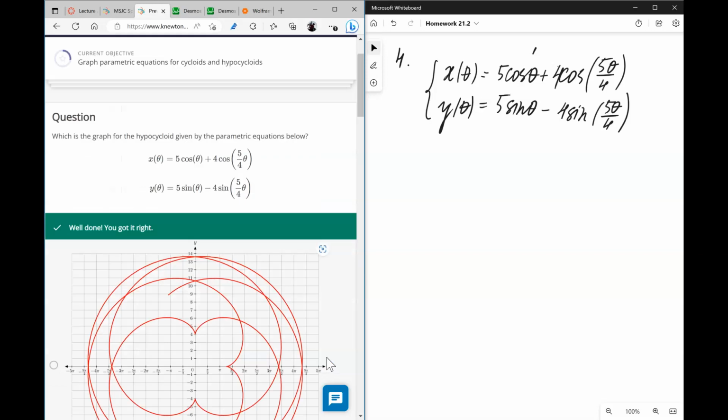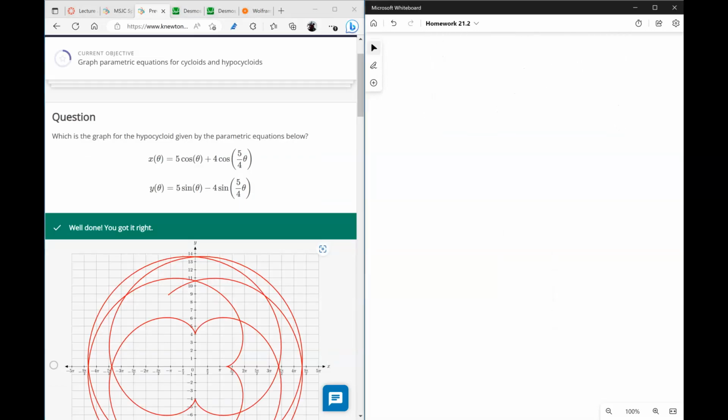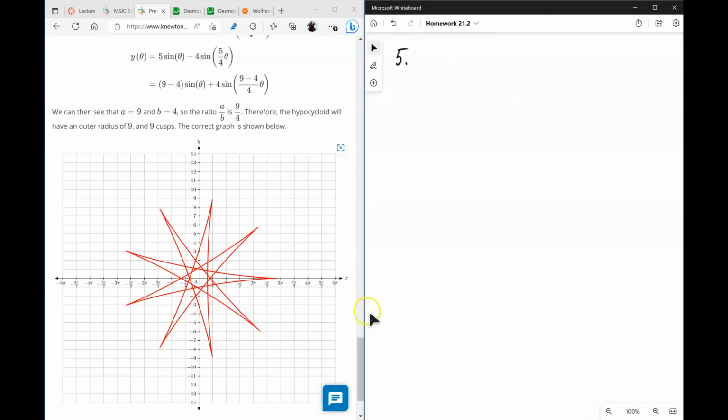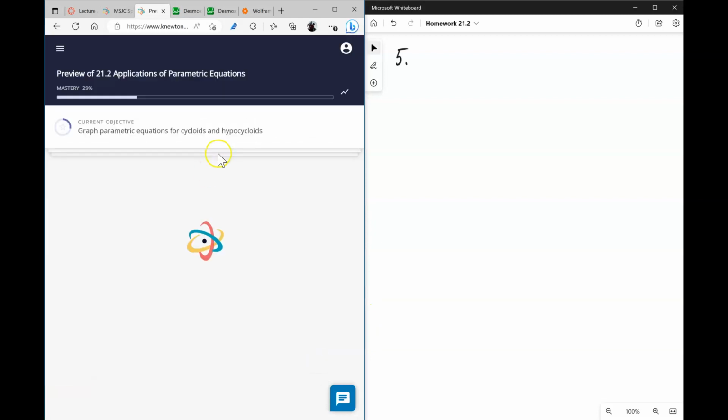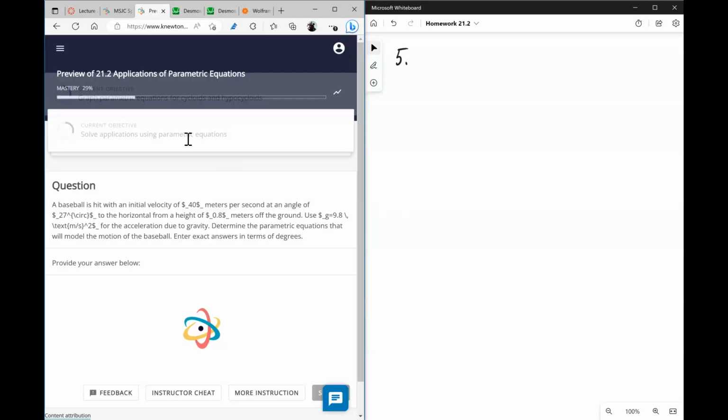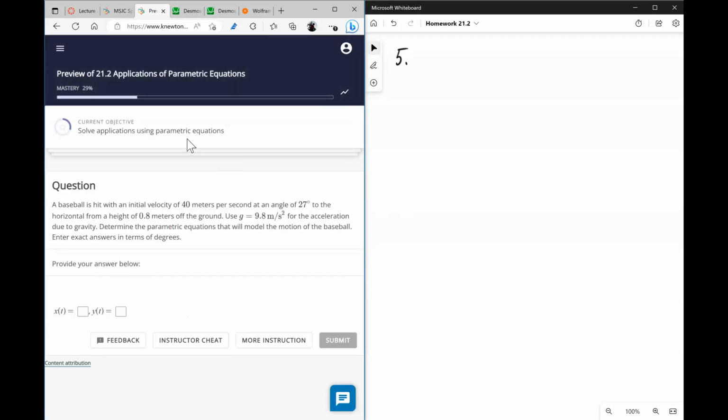I have no clue, unless you graph a whole bunch of those points or analyze hypocycloids analytically, which is not really the purpose of this class anyway. So let's move on. Another baseball.